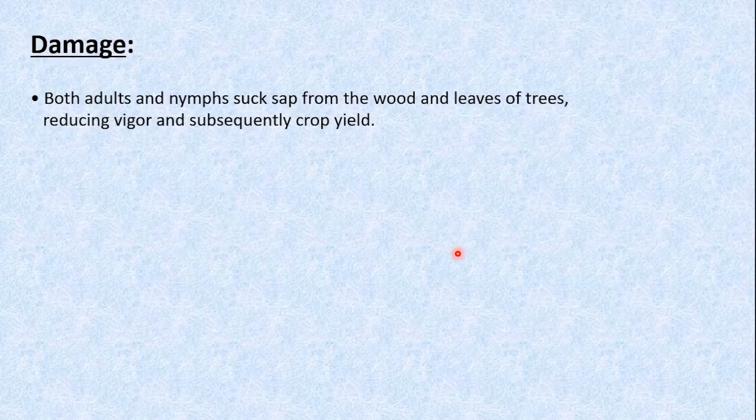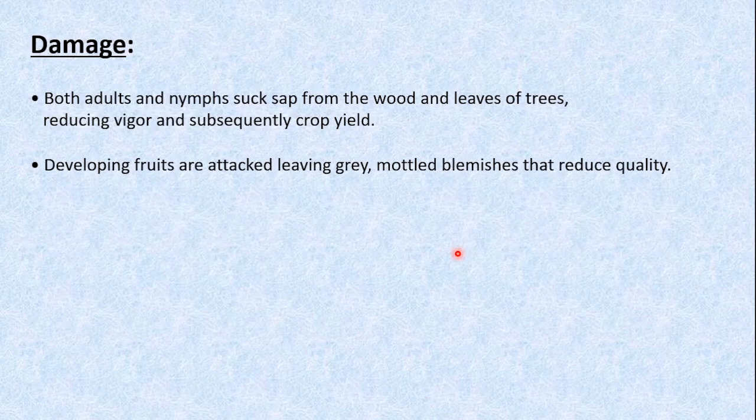Now let's talk about the type of damage. Both adults and nymphs are sucking sap from wood, from leaves of the trees, from fruits, hence reducing vigor and reducing the crop yield. Developing fruits are attacked, leaving grey mottled blemishes that reduce quality. These are these blemishes you can see.